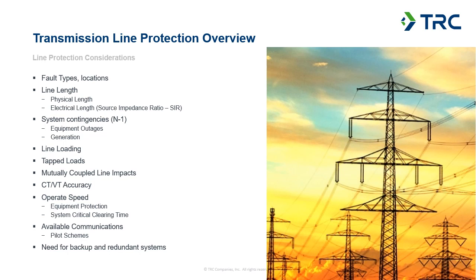And then finally, what do you need for protection for backup? We apply the protection to protect the line, but does it also need to back up another part of the system in case there's a failure? Do we need redundant systems to protect in the case that there's a relay failure or other equipment failure associated with one system, which is very common on high voltage transmission applications.